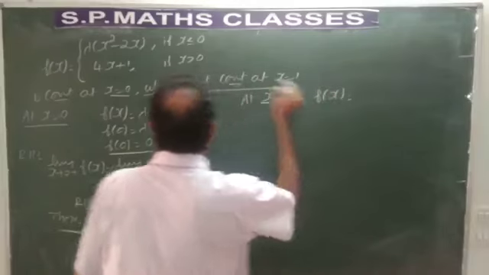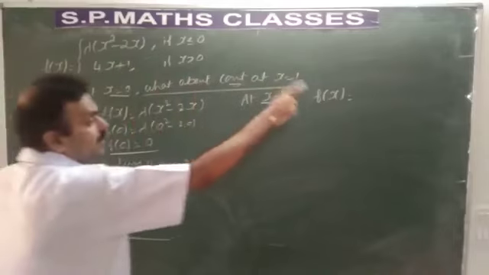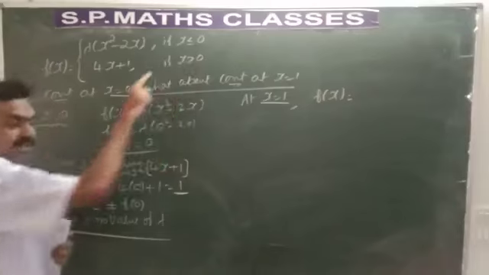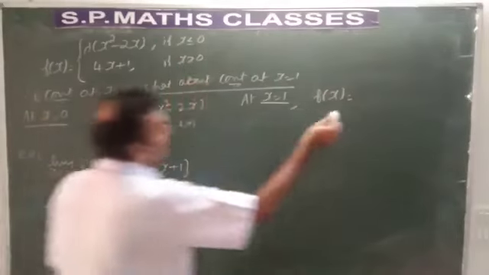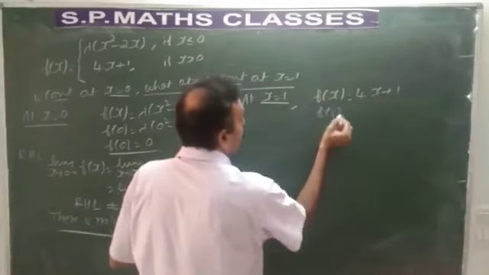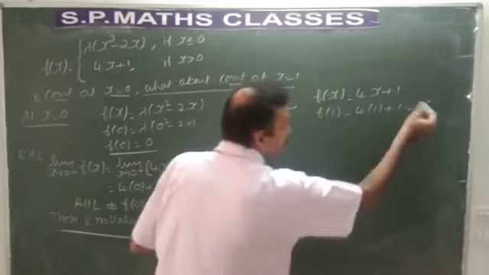What is f of x at x is equal to 1? Greater than 0 means at x is equal to 1 you can take the values. It is given greater than 0, which means it may be 1, 2, 3, anything. So f of x should be taken as 4x plus 1. What is f of 1? It is 4 into 1 plus 1, which is equal to 5.